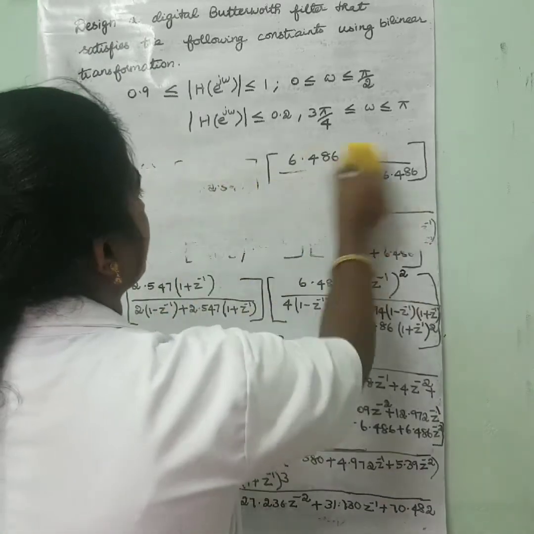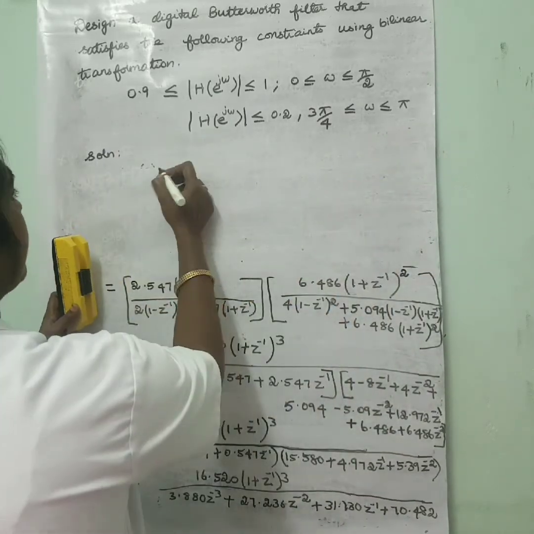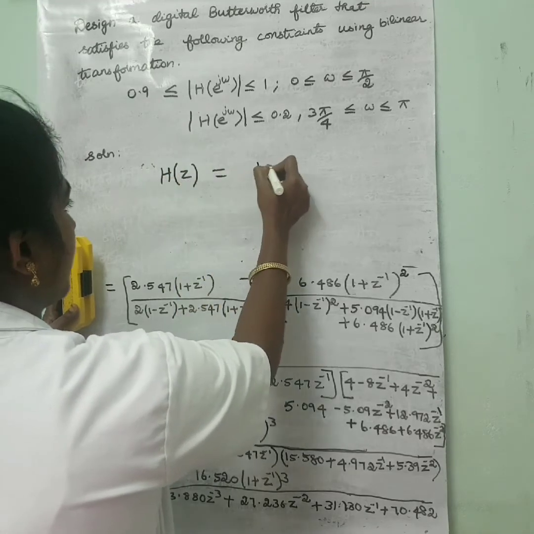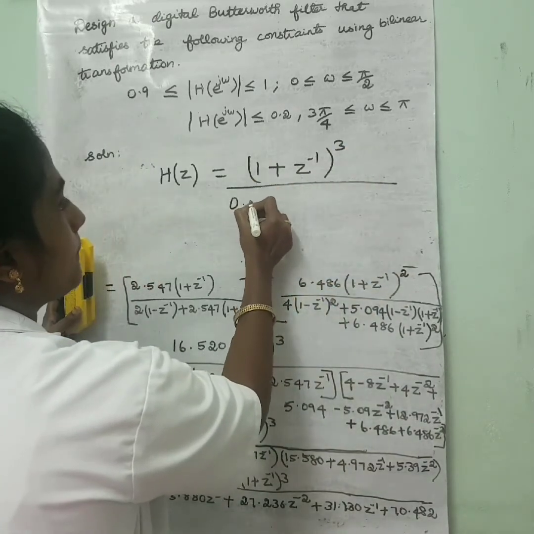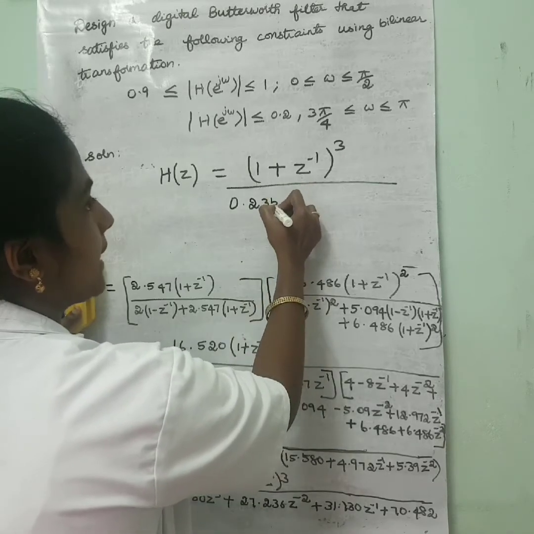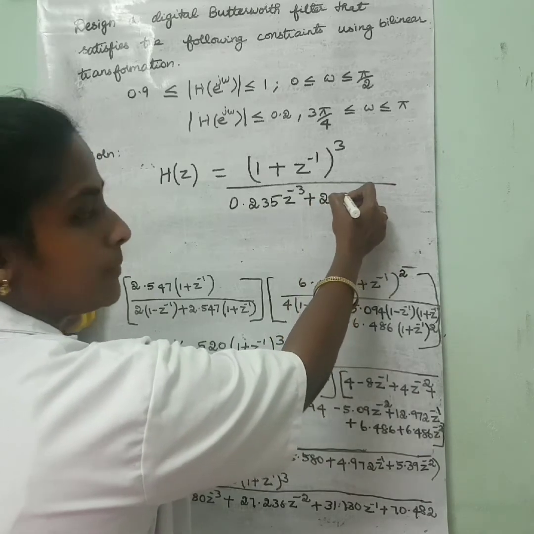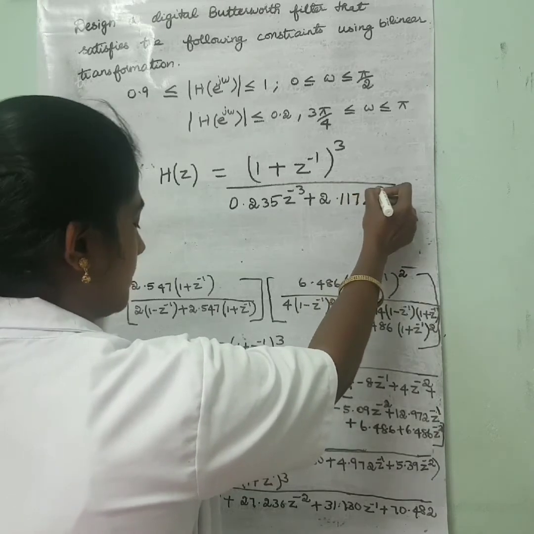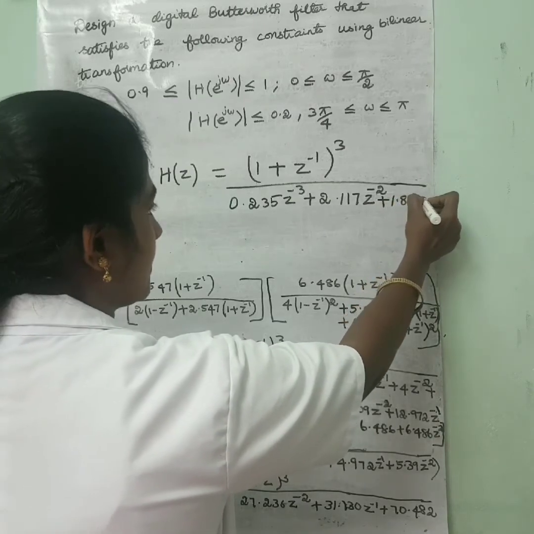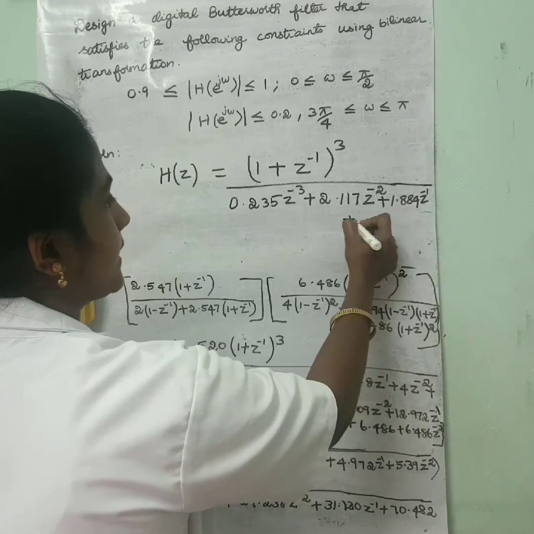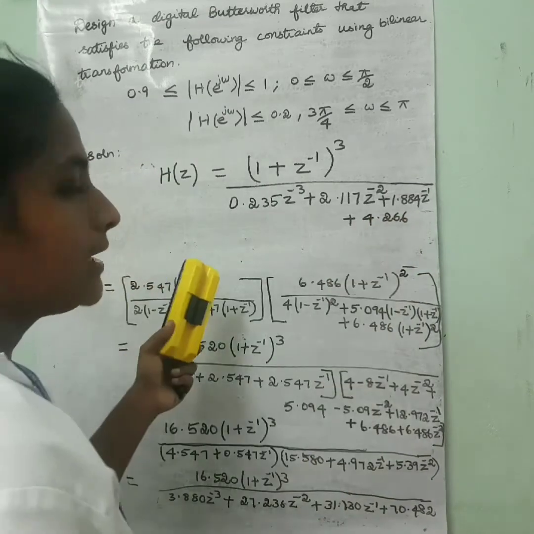And in the denominator you will get H of z equal to (1 plus z power minus 1) the whole cube divided by 0.235 into z power minus 3 plus 2.117 into z power minus 2, and the third term you will get 1.884 into z power minus 1, and the constant term will get 4.266.